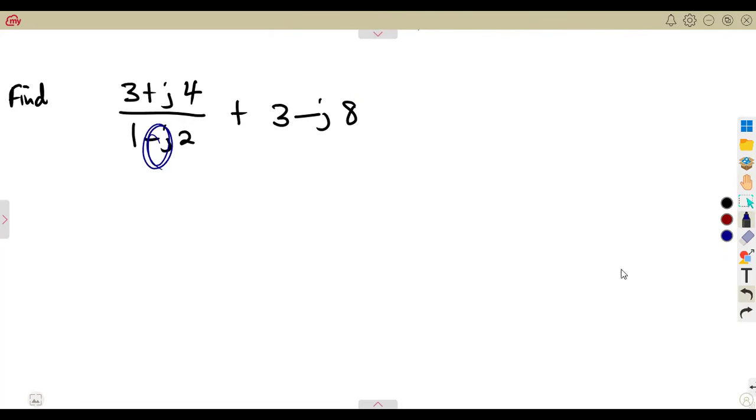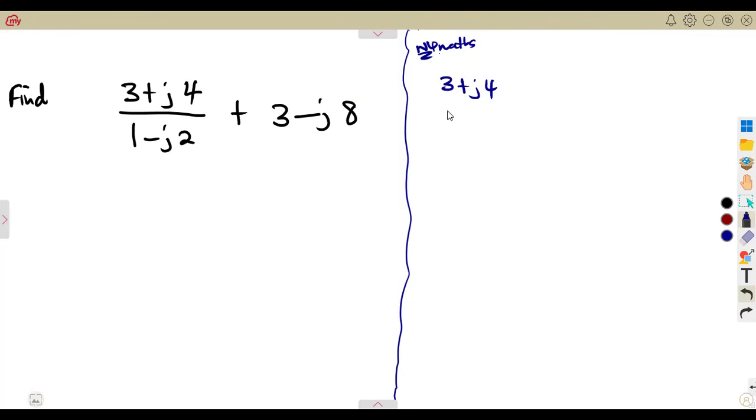Okay, when you talk of the denominator, what do we need to do? We need to get rid of it so the denominator becomes a real term. Remember that, you can do that. So I'm just going to use that basic of your N-form maths, where you can also apply that: (3 plus J4) over (1 minus J2), plus (3 minus J8).